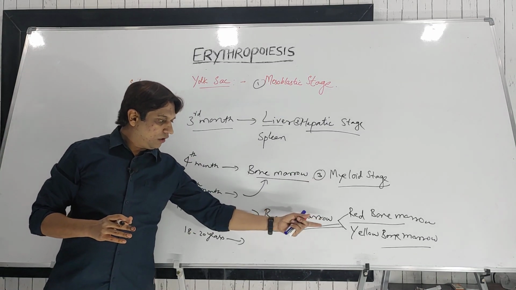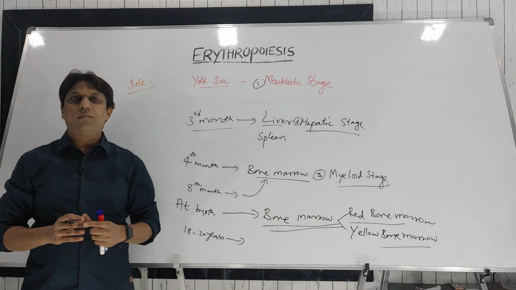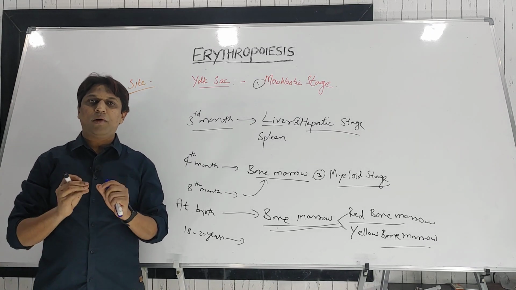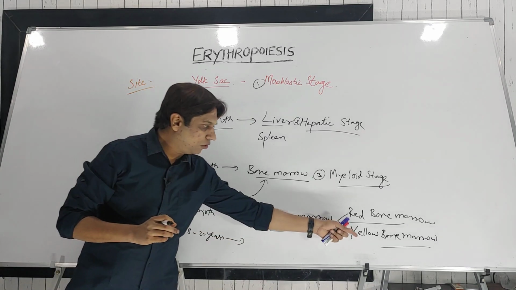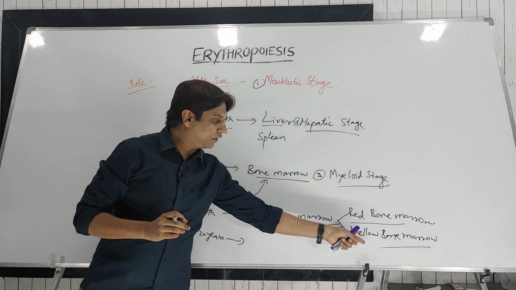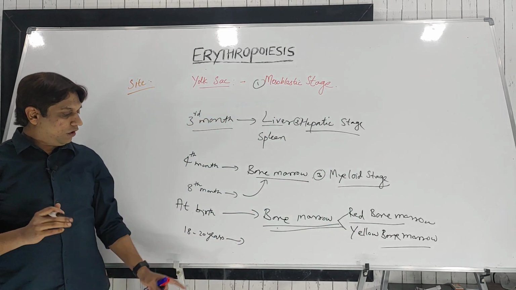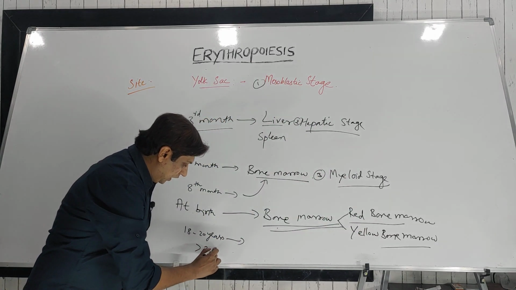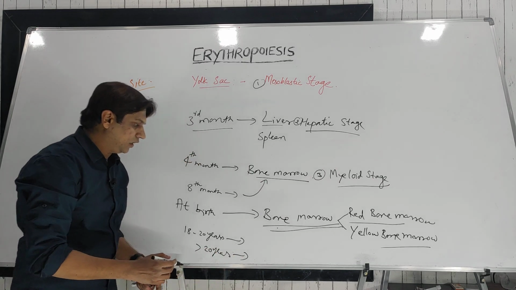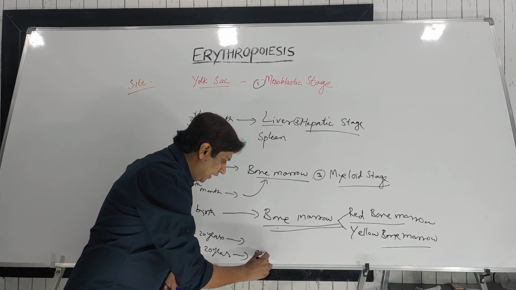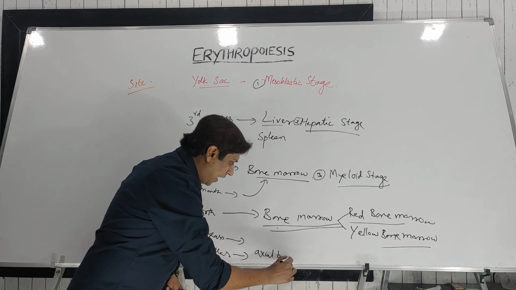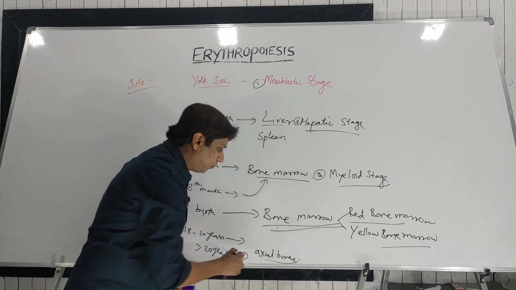Before that, this one. Around the age of puberty, the bone marrow of the long bones becomes yellow bone marrow, so the process of erythropoiesis doesn't take place in this bone marrow. After the age of 20 years, it is mainly in the axial bones, bone marrow.